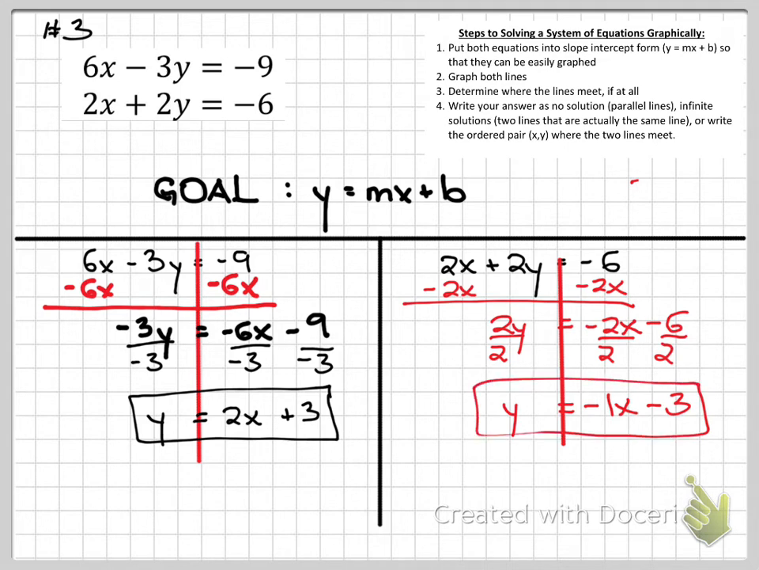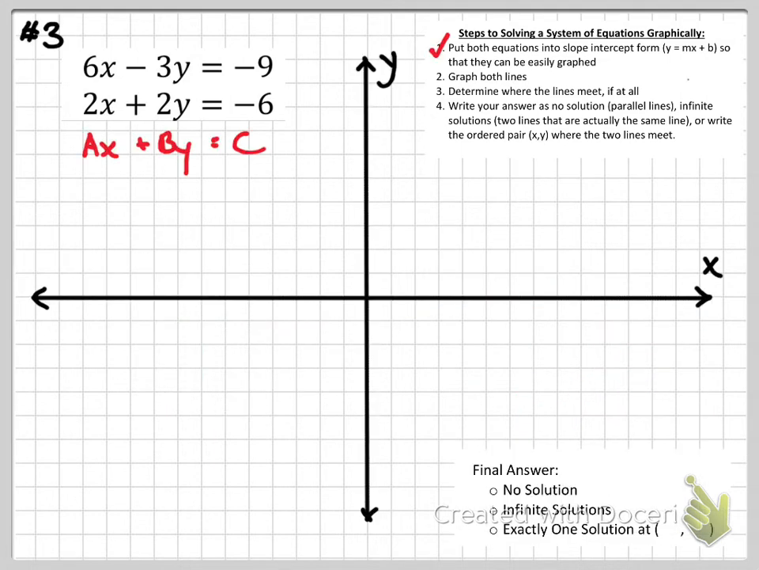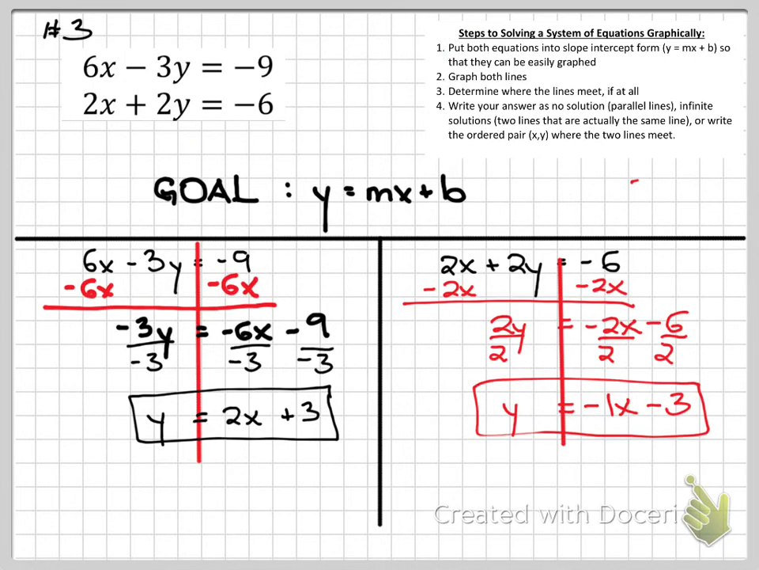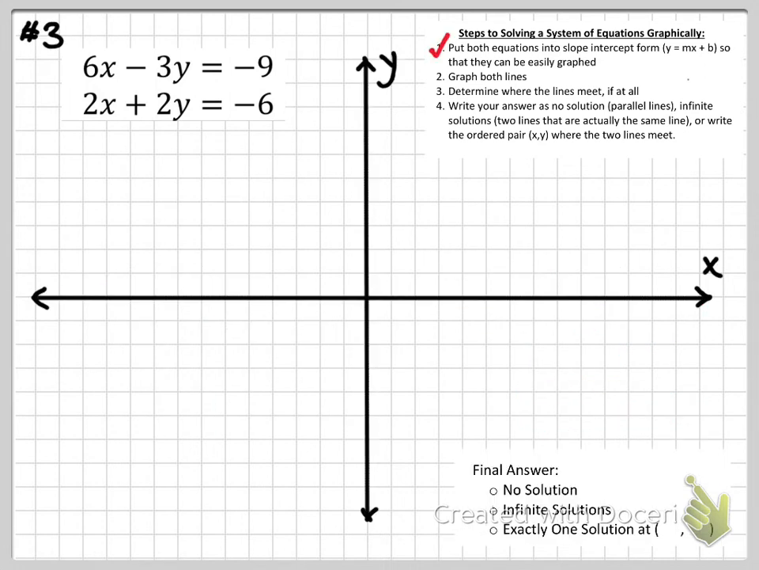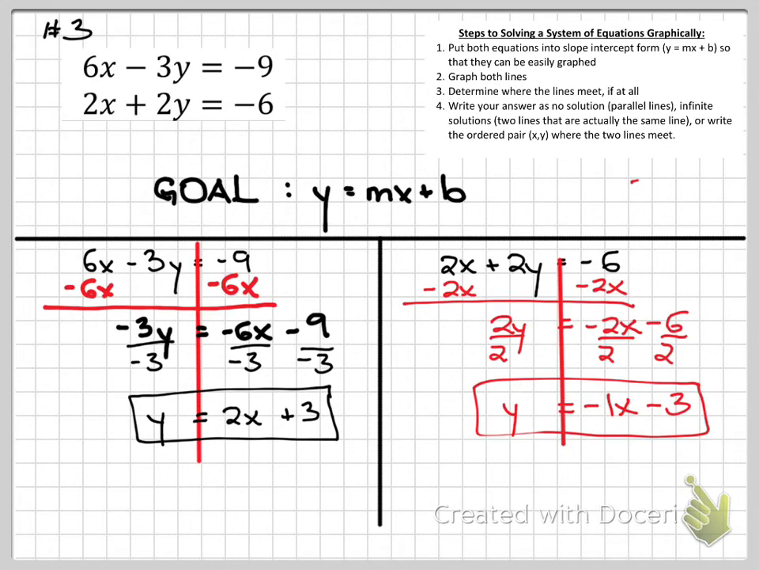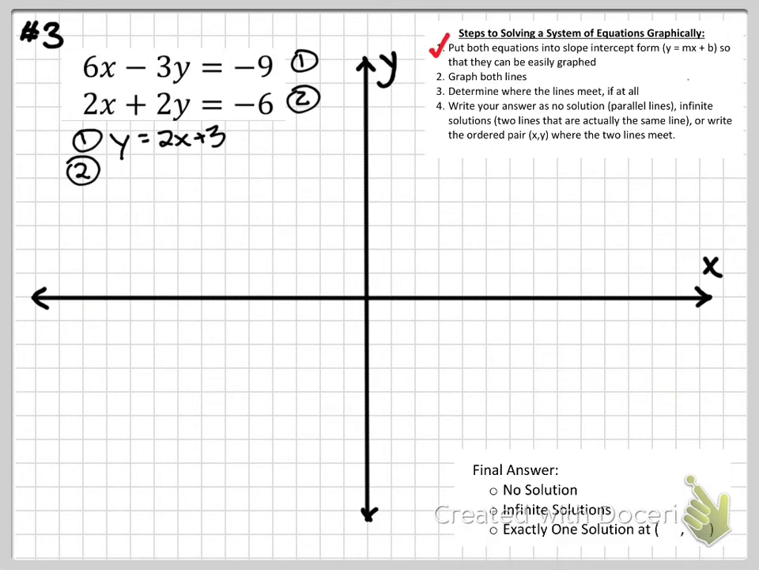So what I'm going to do is I'm going to go back to the previous page with the graph, and I am going to write these equations in their new slope-intercept form so that they're easier to graph. So the first graph, we're not going to write 6x minus 3y equals negative 9 anymore. We're going to write y equals 2x plus 3. So I'll call this equation 1 and equation 2. Okay, so the new form of equation 1 is y equals 2x plus 3. And then instead of 2x plus 2y equals negative 6, we have y equals negative 1x minus 3.